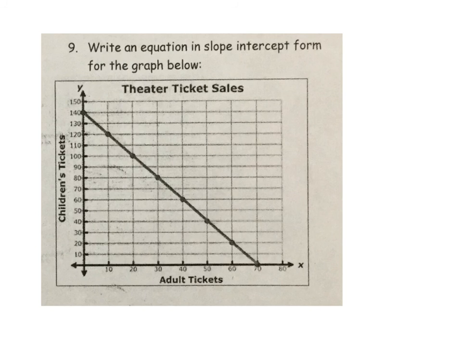Okay, number 9 says to write an equation in slope-intercept form for the graph below. So here's my y-intercept. I'm going to circle that in red for you. What you have to do is find the slope. How much is this going down? The adult tickets as compared to the children's tickets. And you're going to write your slope-intercept form, which would be y equals mx plus b, and then get it down.